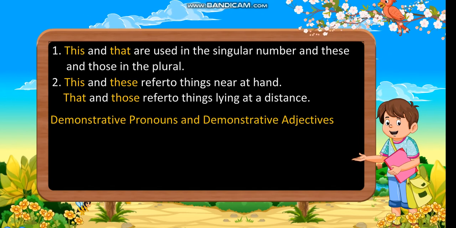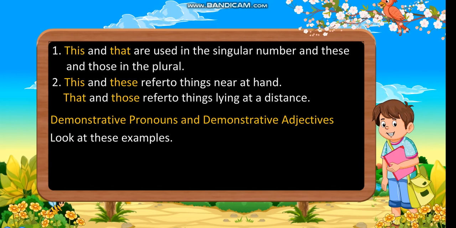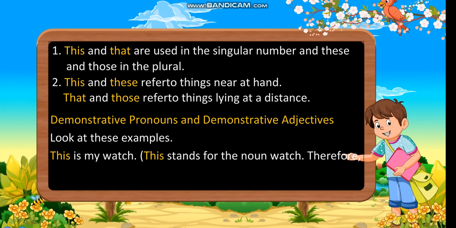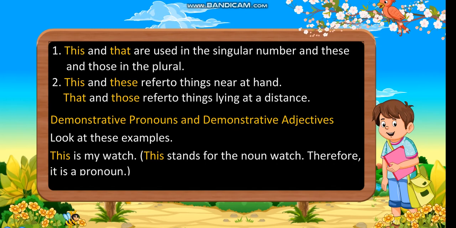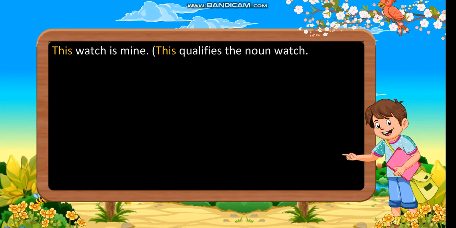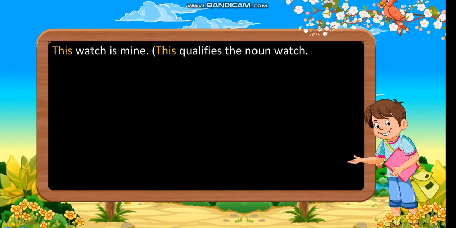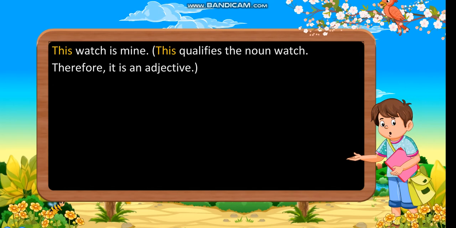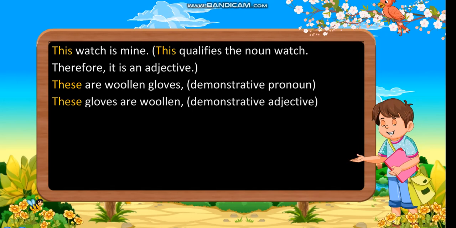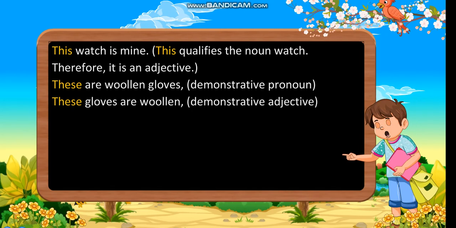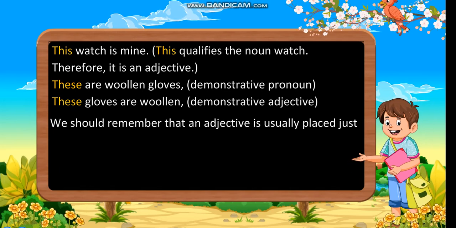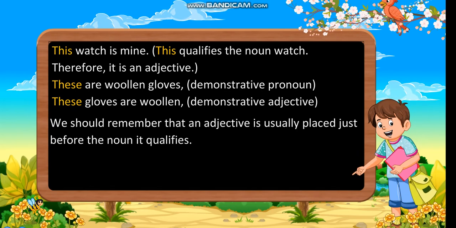Demonstrative pronouns and demonstrative adjectives. Look at these examples. This is my watch. This stands for the noun watch. Therefore, it is a pronoun. This watch is mine. This qualifies the noun watch. Therefore, it is an adjective. These are woolen gloves. Demonstrative pronoun. These gloves are woolen. Demonstrative adjective. We should remember that an adjective is usually placed just before the noun it qualifies.